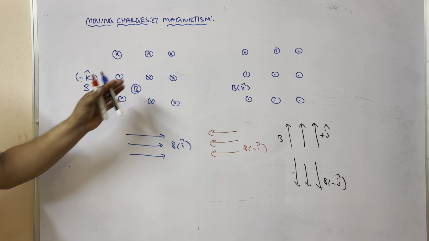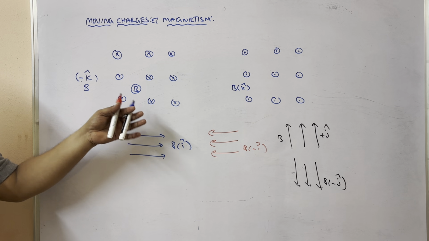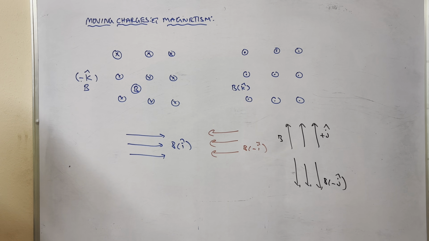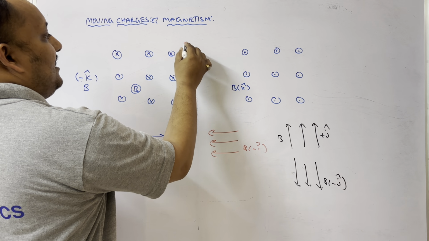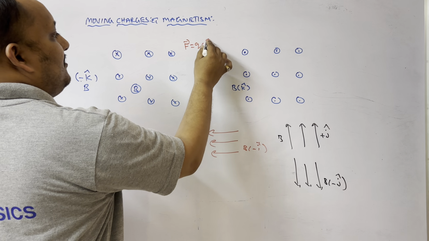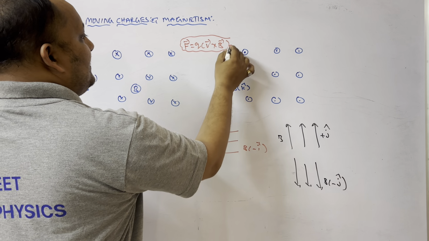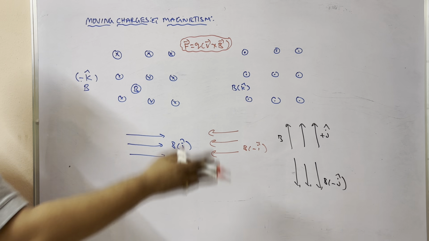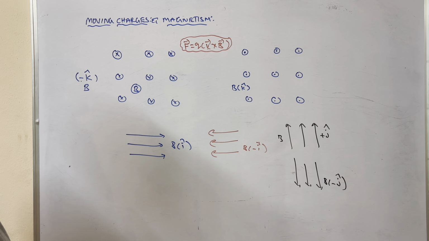Among all these, if a charge is going to be entering with some velocity, then how is the force going to act? For that, we get the formula: F bar is equal to Q into V bar cross B bar. So this is the force formula on the charge if it is moving with velocity V in a uniform magnetic field.